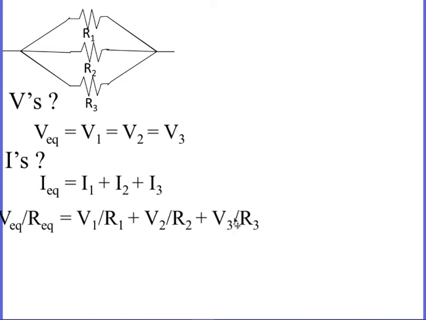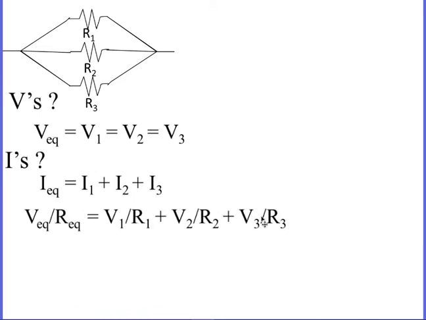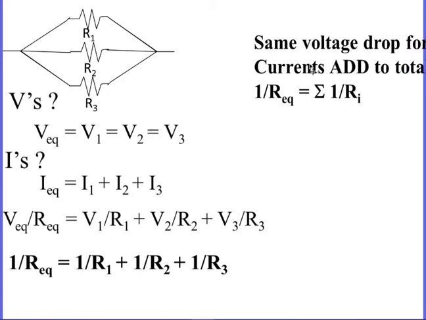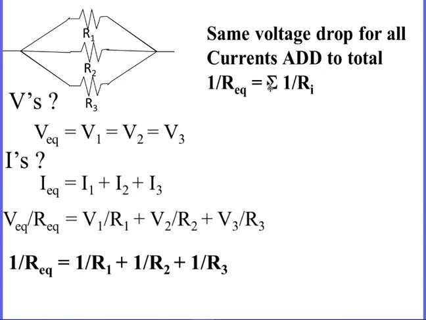Then I replace each of the I's by V over R using Ohm's law, and dividing out the equal V's, I have that the reciprocal of the equivalent resistance equals the sum of the reciprocals of the individual resistances. Again, a consequence of how voltage and current behave for parallel.